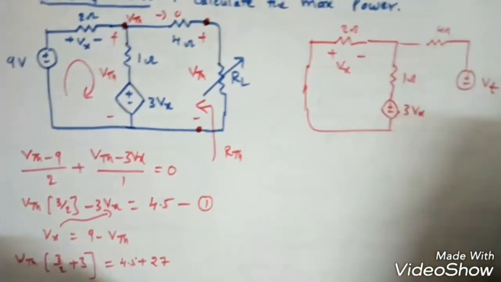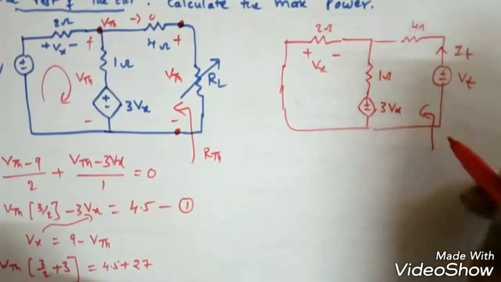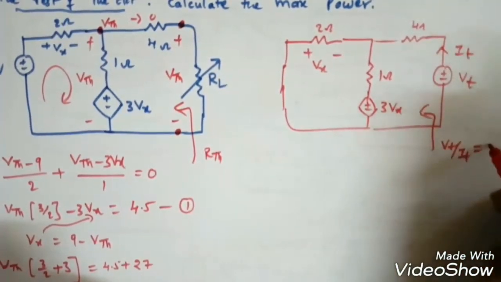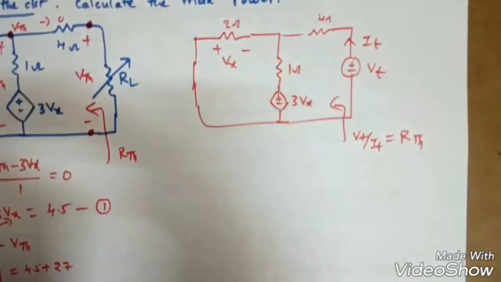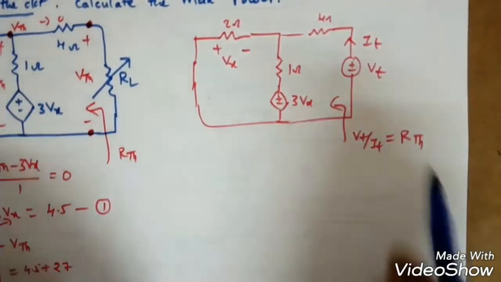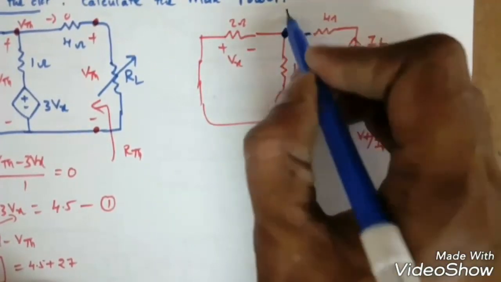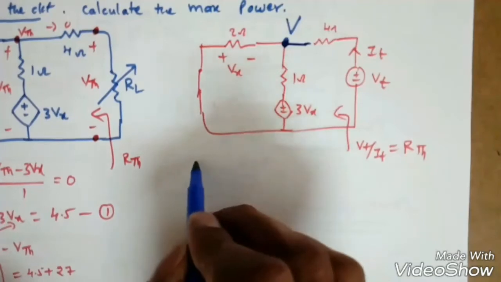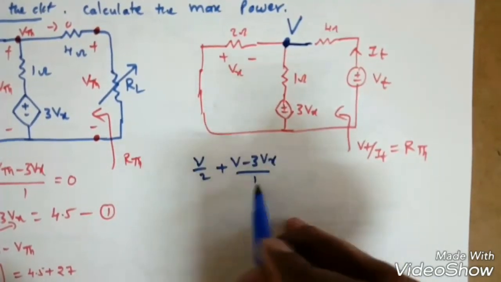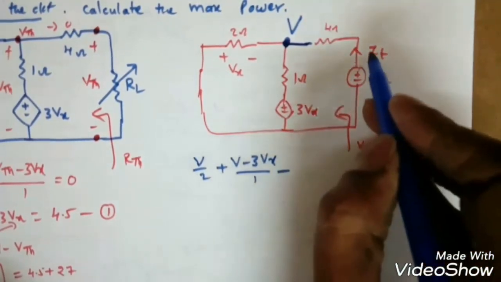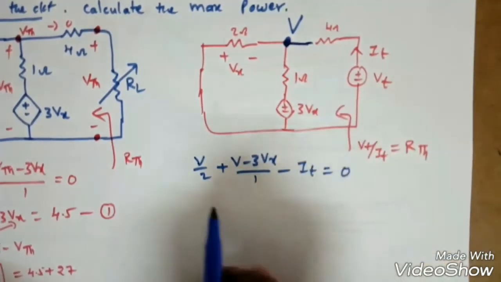So I will apply a test voltage and test current. Now if I find Vt by It, I will get RTH. Now how to find that one? We will do the derivation something like this. Again, always very helpful is nodal analysis. So I will apply voltage V. Directly I am writing V by 2 plus (V minus 3Vx) by 1 plus, see, this IT is incoming, so I will assume it as outgoing, so minus IT equal to 0.